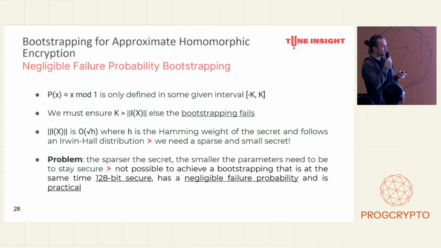Another thing I did not talk about is that this bootstrapping does not ensure that you always end up with what you want. The issue is that when you do a polynomial approximation, you define it in some interval. And you have to make sure that the coefficients of the polynomial that you want to remove are within this interval. The size of this polynomial is defined by the density of the secret key that is used by the scheme.